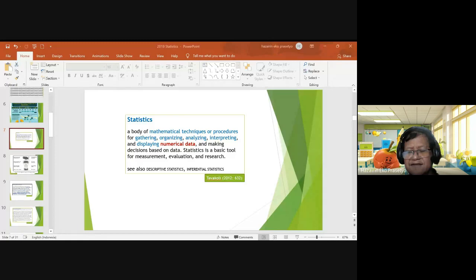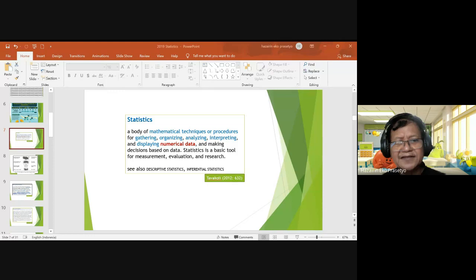Okay, this is the definition of statistics. And the function of statistics is this: a tool. A tool for what? A tool for measurement. So in terms of English language teaching, statistics can be used to measure whether your students have achieved a particular level, whether your students have been successful in learning all the materials you teach, and also to evaluate whether or not a particular method or technique of teaching would be continued in the future or would be stopped right now. And this is also a basic tool for research.